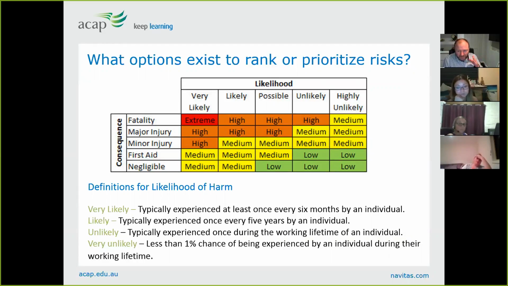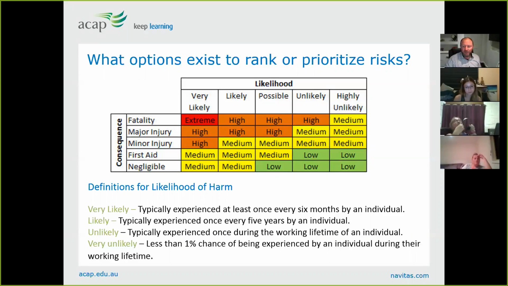And then we add in the other axis. What's the consequence? If something happens, would you get a fatality? Would you get a major injury? Would you get a minor injury? Would first aid be needed, or would it be negligible? So for every activity, you're judging where that might sit on that matrix, and that would help you understand what needs to be controlled and what does not need to be controlled.